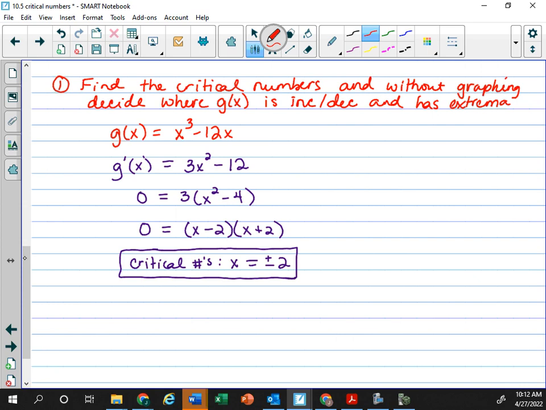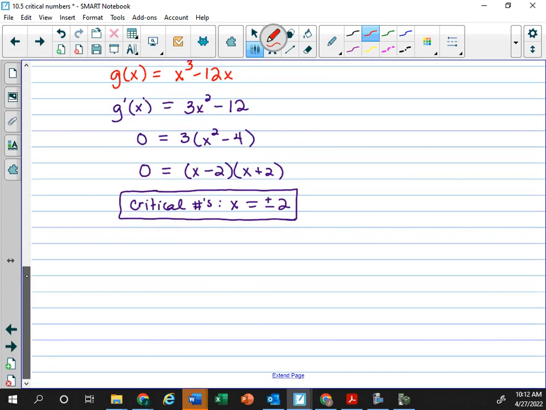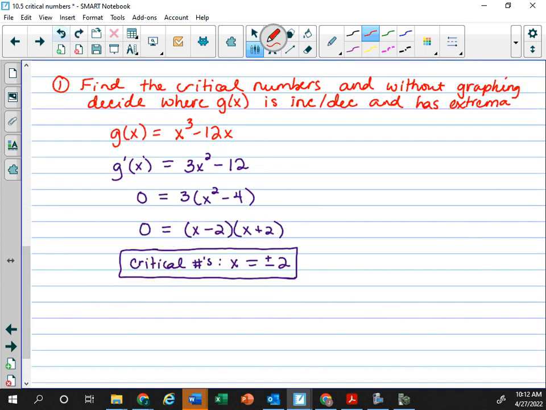So I am going to make a little number line here. Whoa, not like that.